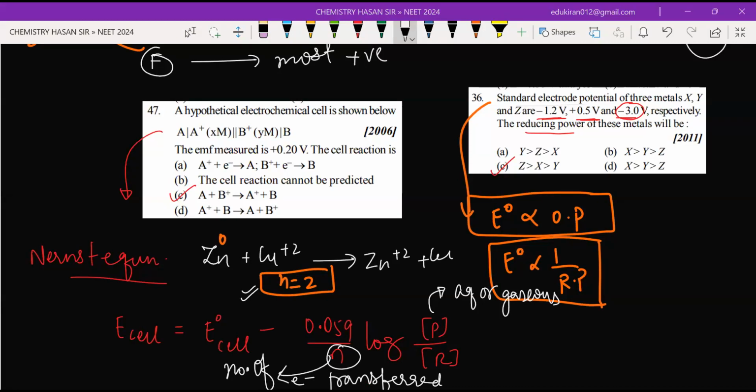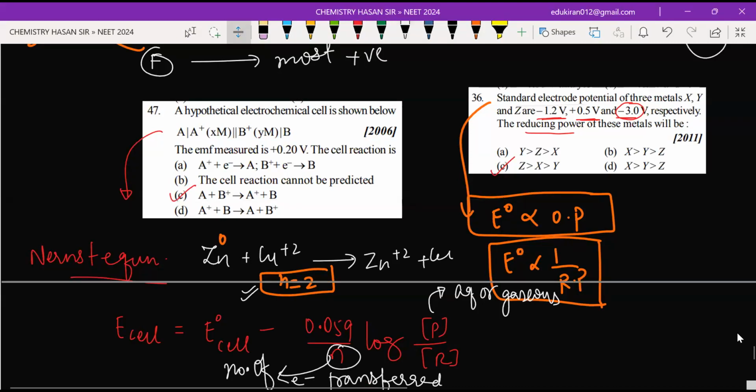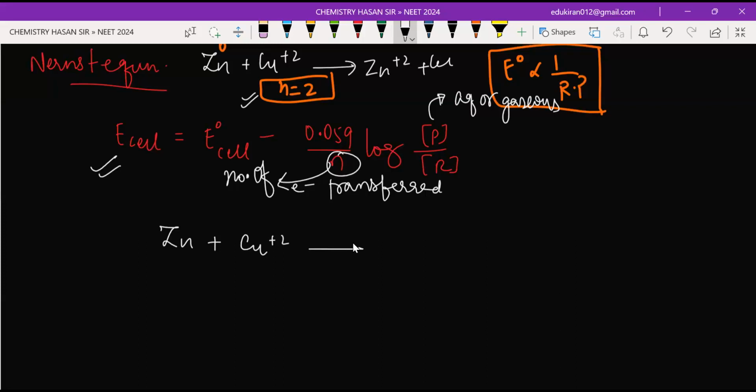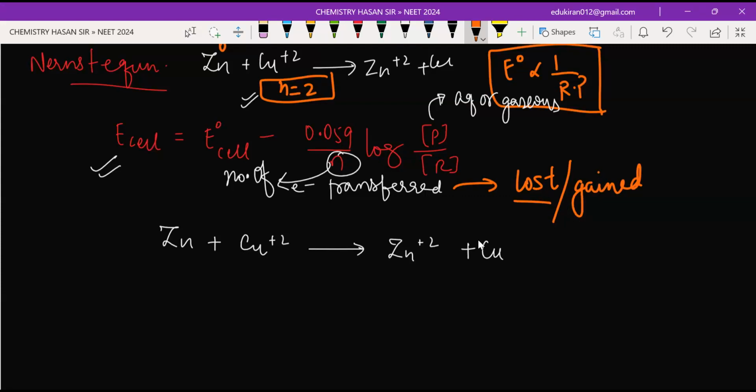Am I audible? No, sir, can you repeat again? I'm going to write. So this is the Nernst equation, right? And if you have the reaction directly given, or you can write the reaction. And if I'm going to ask you what is the number of electrons in this, so number of electrons transferred means the number of electrons total lost or gained. You are going to take only one of them because the number of electrons lost will be gained by someone. So either you take lost or gained. You can see lost by this zinc is 2, so n will be equal to 2. Is that clear?